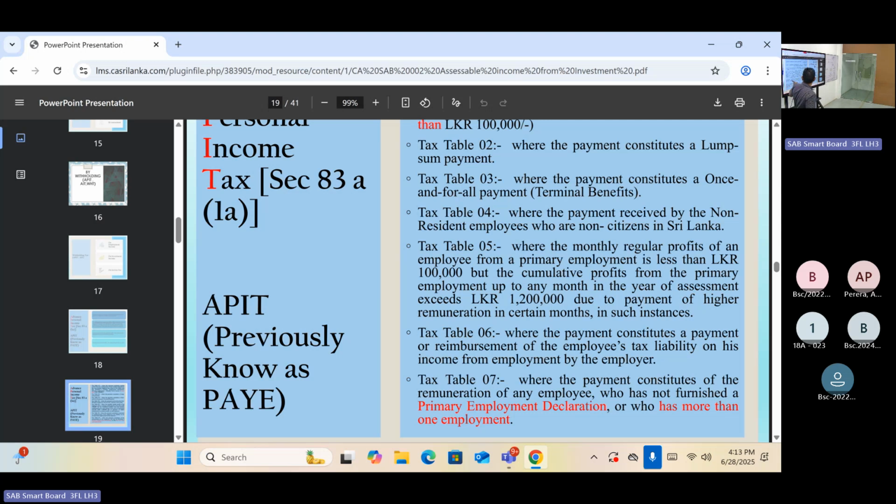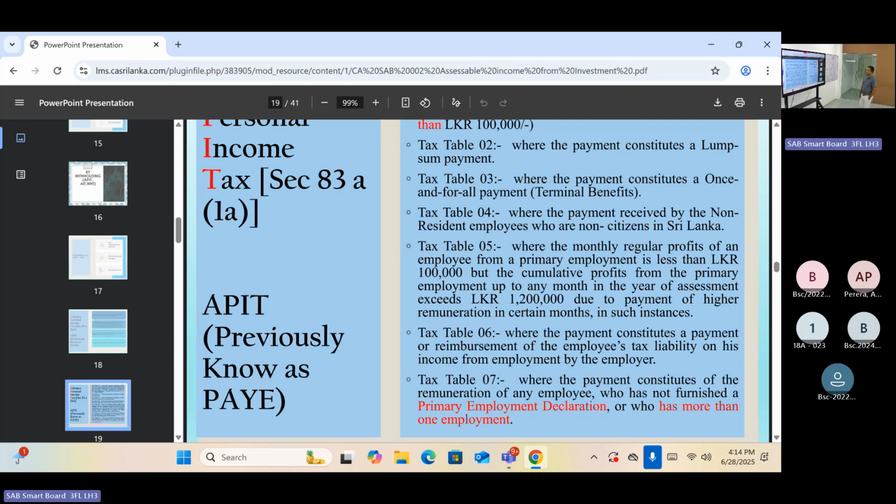Table 6, if the tax is also paid by the employer as a benefit. So I'm telling, okay, don't deduct tax from my income. You bear it. I'm telling the employer. So the employer has to bear the tax cost. So we call it the tax on tax table. That is Table 6. Right?